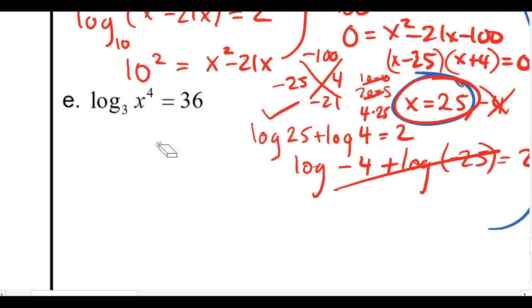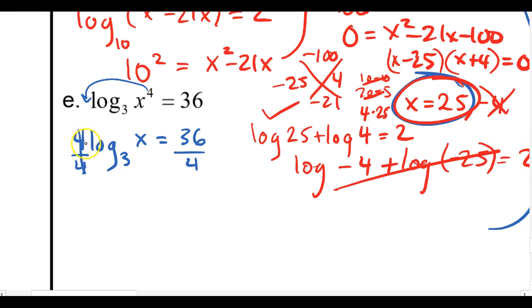So let's think about our other properties we can use. Well, I know this exponent, if I bring it to the front, now it's 4 times log base 3 of x. Okay, it's starting to look a little better, sort of. Well, I know this 4 over here and this 36. I could divide by 4 on this side and this side, because remember, I want to isolate x, right? So I could probably get rid of this 4 by dividing it. And now I have log base 3 of x equals 9.